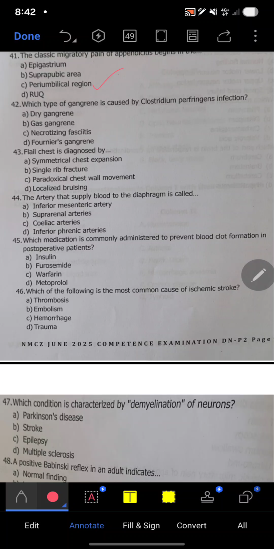42. Which type of gangrene is caused by Clostridium perfringens infection? The correct answer, of course, is B, which is gas gangrene.